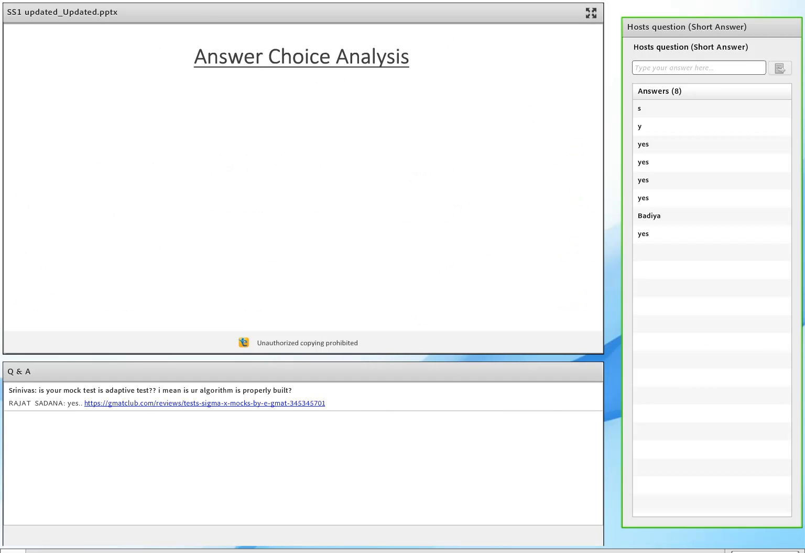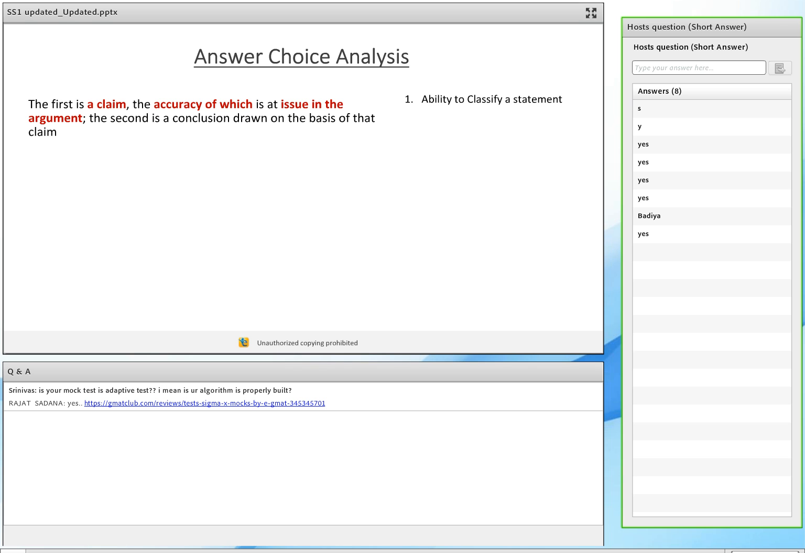Now, when you make a mistake, it's because you lack a core skill, and here is the data point for that. These are all the incorrect answer choices starting from choice A, and the portions in red are the portions that are incorrect. Choice A said the first is a claim. If you chose choice A, you lack the ability to classify a statement. And you also lack the ability to say which statement's accuracy is at issue in the argument, which means you don't understand the logical structure of the argument, because you agreed that we are doubting the accuracy of statement number 1.